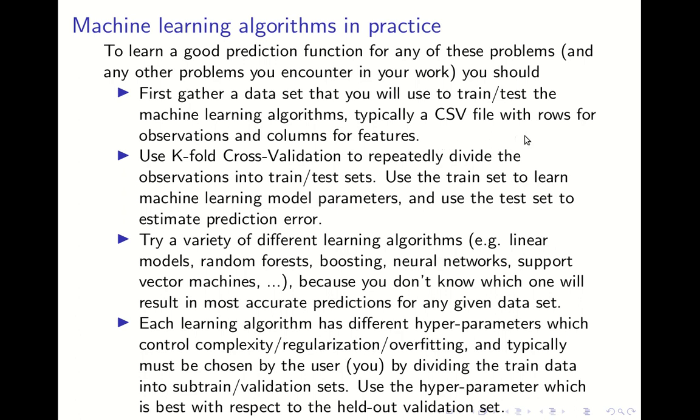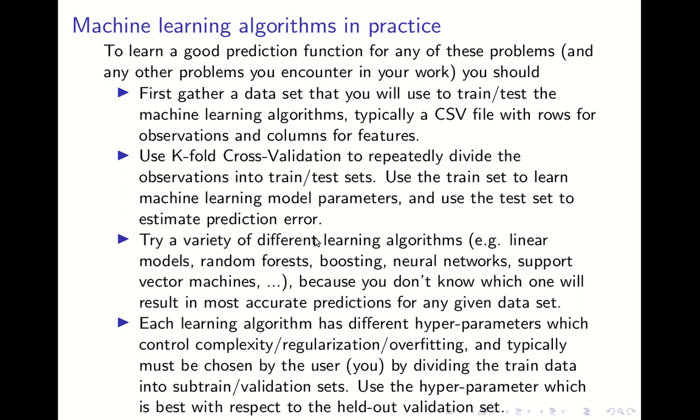And then after that, you need to use k-fold cross-validation to repeatedly divide the observations into train and test sets. You'll be using the train set to learn machine learning model parameters, and then using the test set to estimate the prediction error. That's important in order to get a good idea about which algorithms are best for which problems.